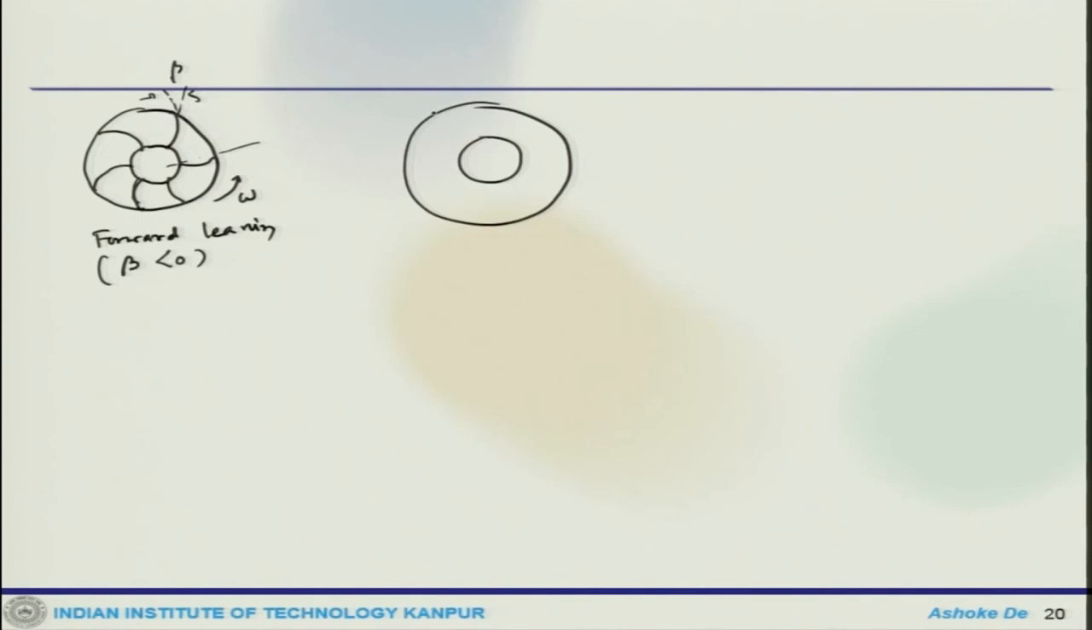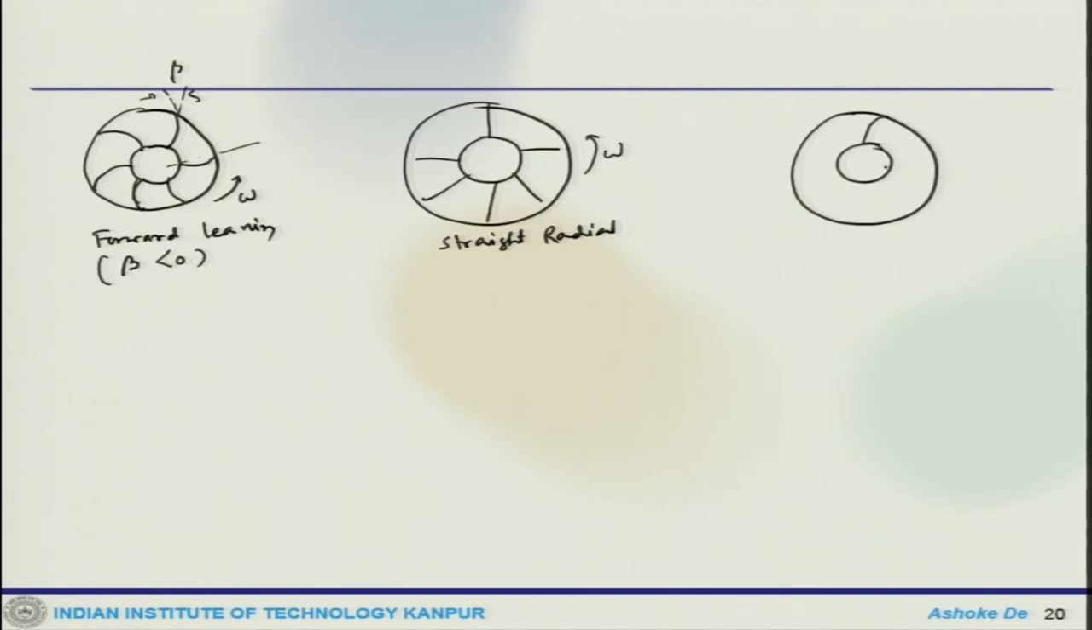The other case one can have is straight radial kind of blades. So, this is the rotation. This is straight radial. Or the third option could be backward leaning, that means the blade could be arranged in this direction, with the rotation still in this direction. This could be the angle beta. Here this is called backward leaning, that means beta is positive.